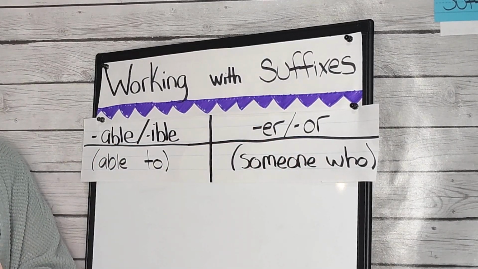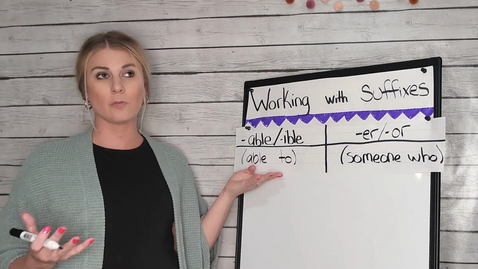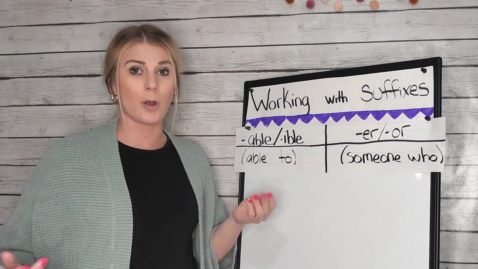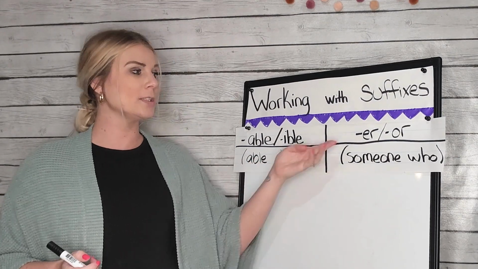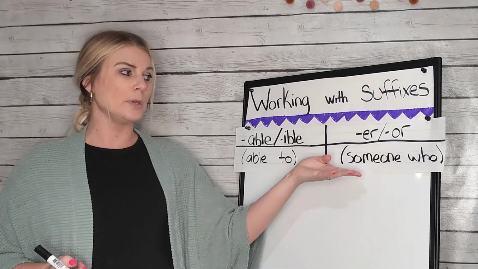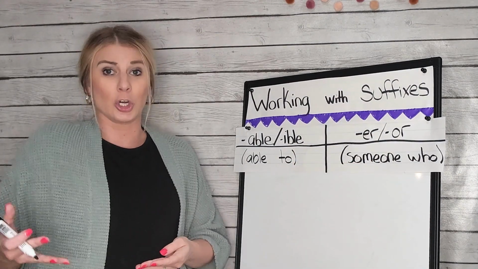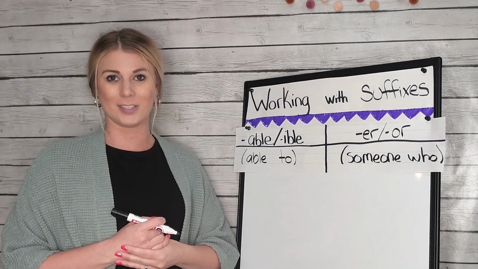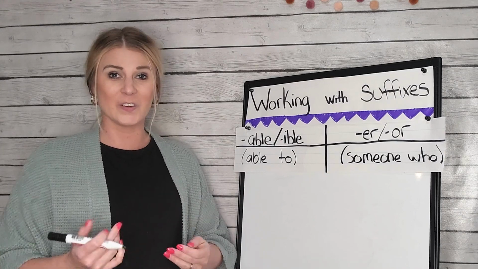Words that end in able and ibble mean able to. For example, a washable marker is a marker that is able to be washed off. Words that end in er and or mean someone who. For example, a teacher is someone who teaches. Let's sort some examples. Are you ready? Here's our first word.